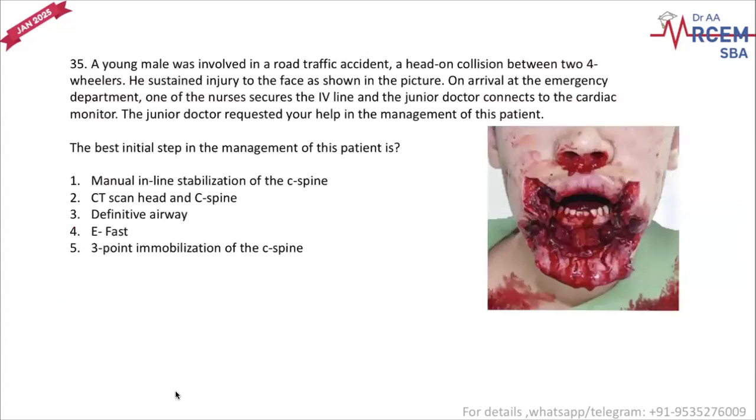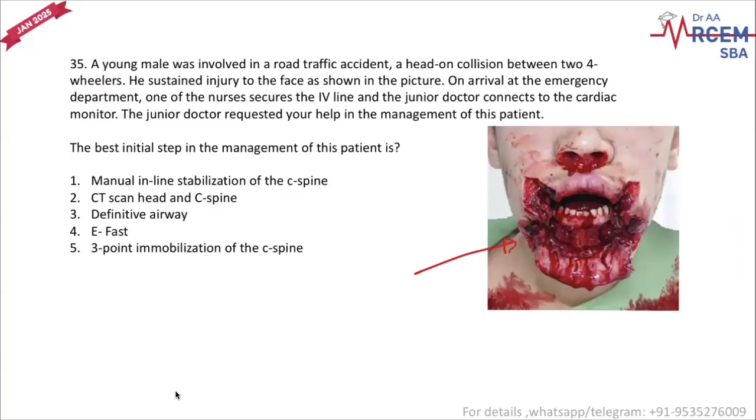A young male was involved in a road traffic accident, a head-on collision between two four-wheelers. He sustained injury to the face as shown in the picture. So bad facial injury is present. On arrival at the emergency department, one of the nurses secures the IV line and the junior doctor connects to the cardiac monitor. The junior doctor requests your help in management of this patient. The best initial step in management of this patient is what you will do for this patient.